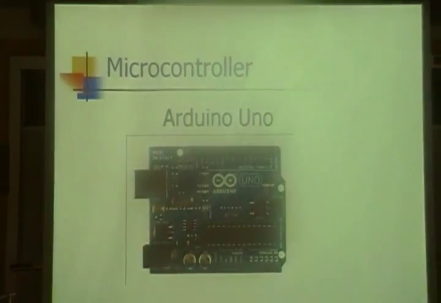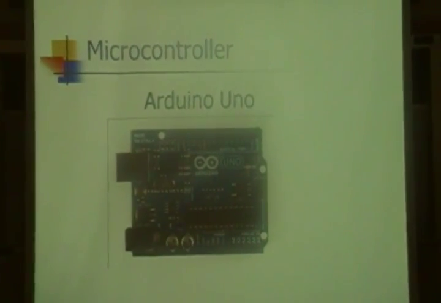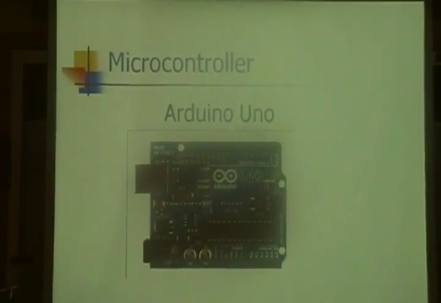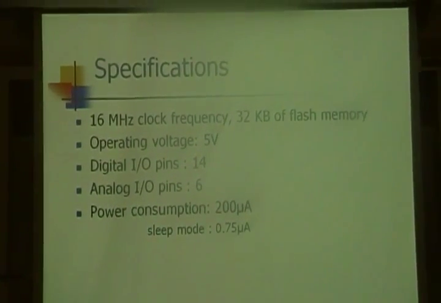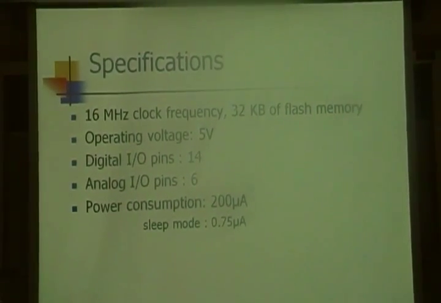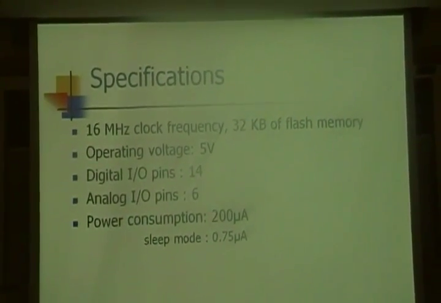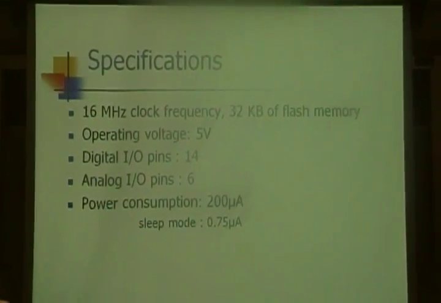Pragyan will talk about programming the microcontroller. The main job of the microcontroller here is just to detect the nodding of the driver and then turn on the alert device. For our project, we have picked the Arduino Uno board. It's based on the ATmega328 microcontroller. Some of its features are a 16 megahertz clock frequency and a flash memory of 32 kilobytes. One of the more useful features is the power consumption, which is 200 microamps when it is active, and just 0.75 microamps in sleep mode.